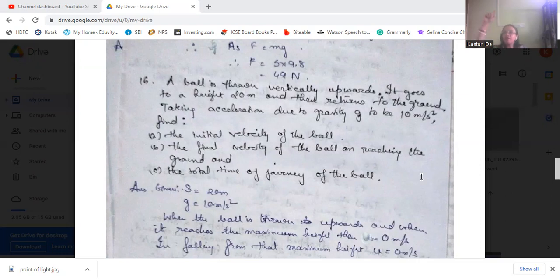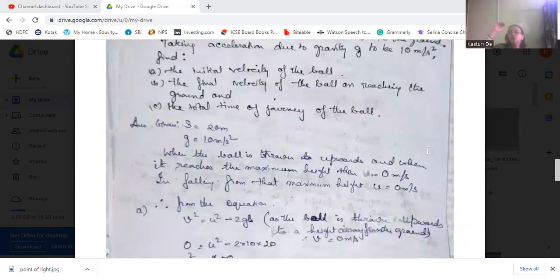Now the ball travels upwards 20 meters. G, we know, is 10 meters per second square. When the ball is thrown upwards and reaches the maximum height, the final velocity becomes 0. From there, it starts dropping, so when it starts dropping, its initial velocity is 0.